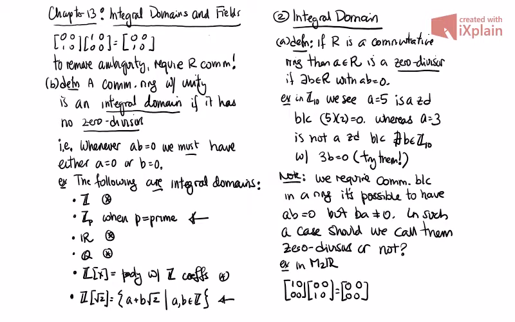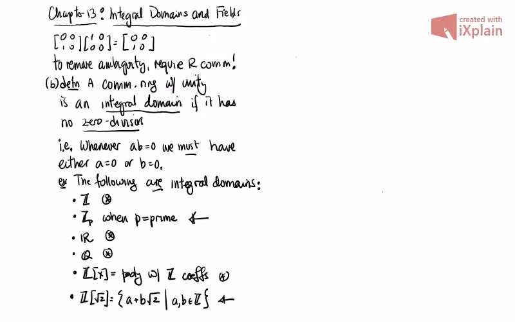So let's look at a few examples that are not. So here are some examples. These are not. So for example, Z_n, when n is not prime. So we saw an example earlier in Z_6, 2 times 3 is 0, but neither of those are 0.